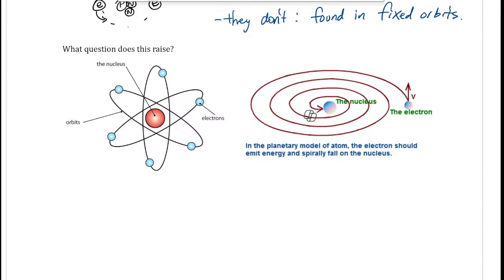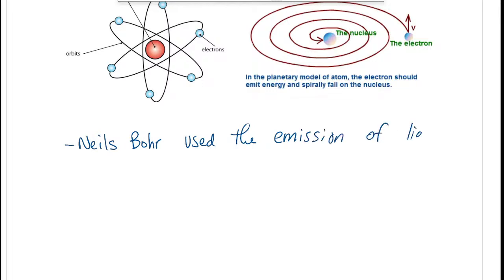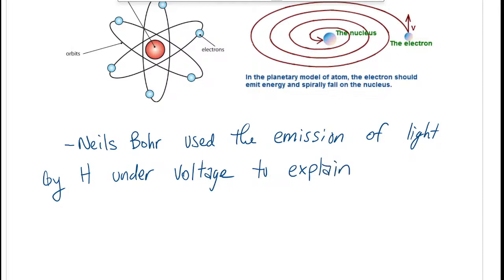But this is where a scientist named Niels Bohr came in to study this. He used the emission of light by hydrogen under voltage to explain this. And I'm actually going to demonstrate this for you later on in the class. If you're away today, I'll pull you aside and show you at some other time, but we'll actually put some hydrogen gas under some voltage in order to explain electron orbitals.